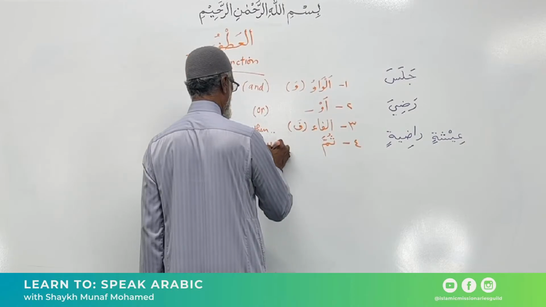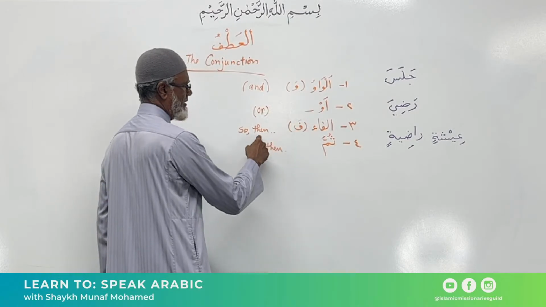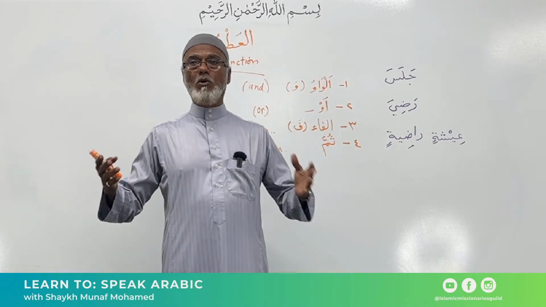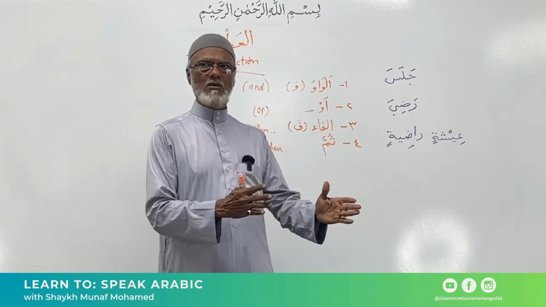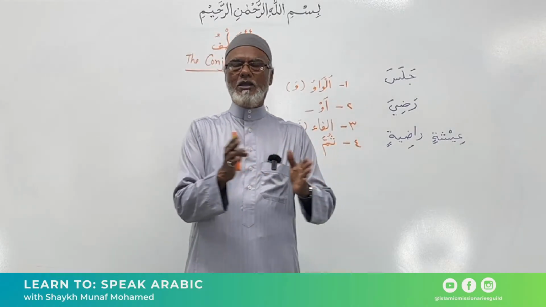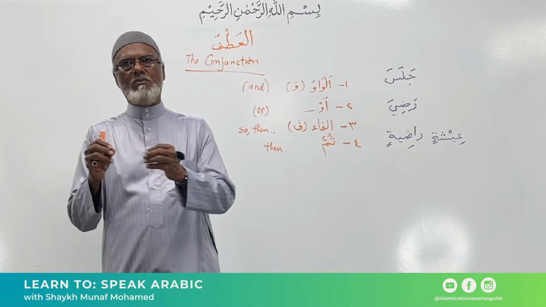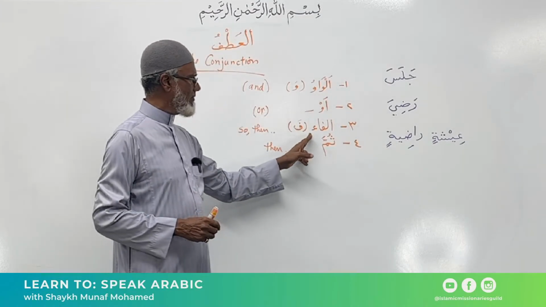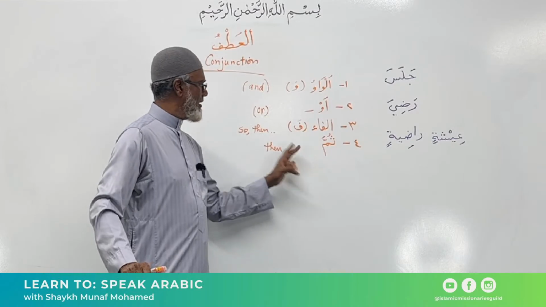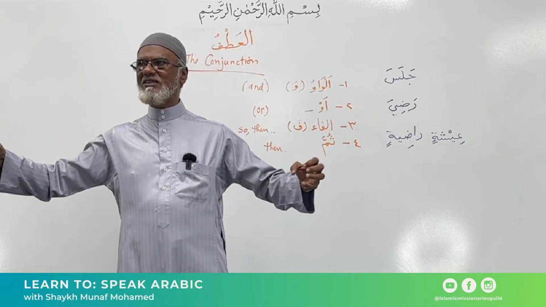Thumma means then. The difference between the fa, which means then, and thumma, both of them indicate sequence. All right? So, however it was mentioned, the sequence of the words or the ayat, or the phrases or the sentences, the same sequence has to be maintained, because this is what the fa and the thumma do. There is a sequence. But the difference between the two of them is that thumma has a longer duration or span of time.